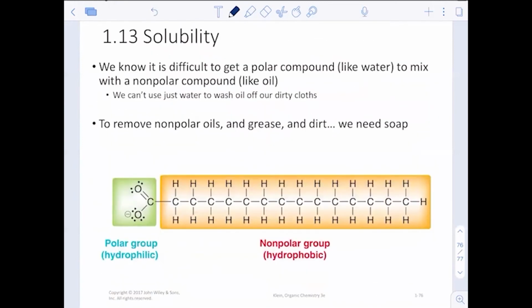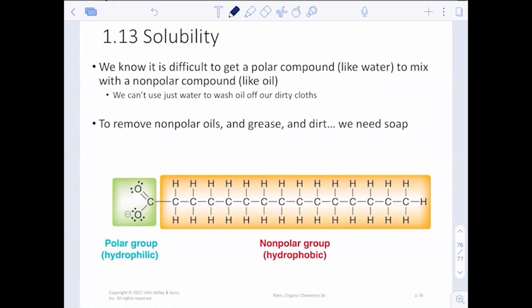And so we know it would be difficult to get a polar compound like water to mix with a non-polar compound like oil. So we can't just wash our clothes in plain old water. We need soap, which has both polar groups and non-polar groups. So we can start to see how molecules that are big and huge might have polar portions and non-polar portions. That's how we can start to look at molecules within this class, and within the context, we can start to identify a polar portion or a non-polar portion. And the overall molecule, yes, we can establish if it's polar or non-polar, but it's really important to start breaking apart that molecule into its groups.